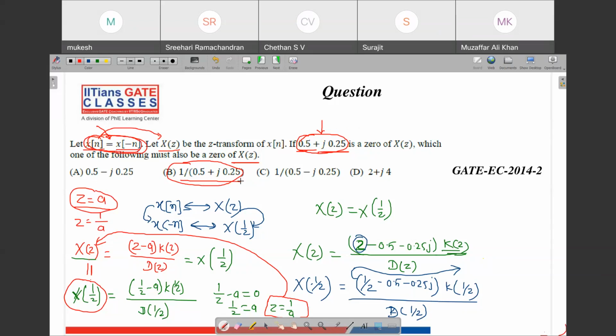Is it clear? Yes, sir. Sir, when we take the Z transform of X of minus n, why will the ROC become less than that of the roots? In the last slide, you have said that.